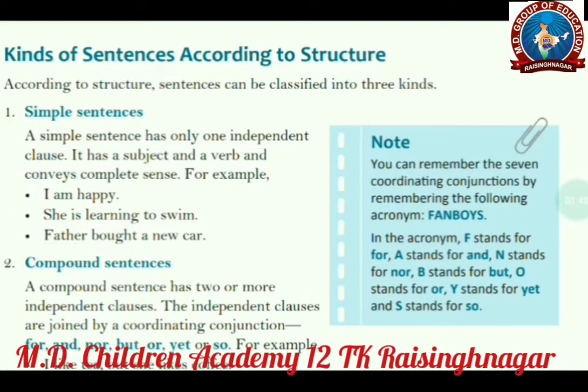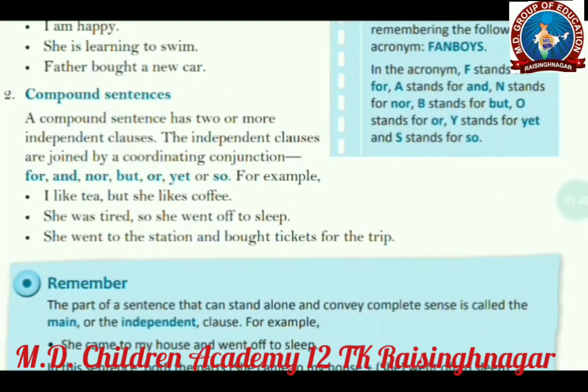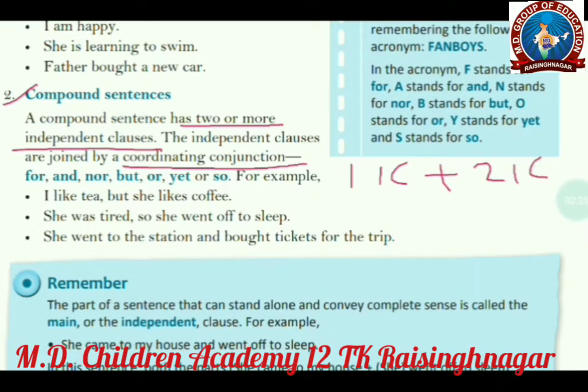Now let's discuss its other kind, that is compound sentences. Compound means joined sentences that have two or more independent clauses. Remember that there must be independent clauses that are not dependent on each other. The independent clauses are joined by a coordinating conjunction. That means one independent clause and another second independent clause are joined by a coordinating conjunction.